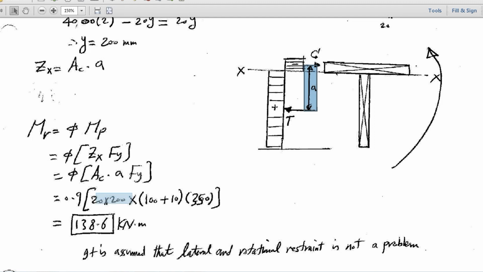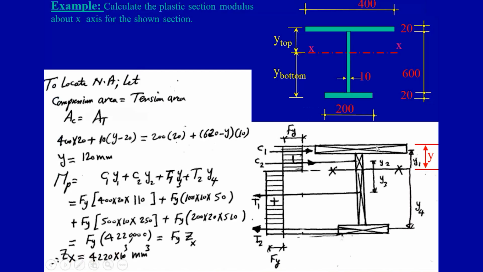And the area in compression will be 200 times 20 for the web, or the flange, because they are the same, times Fy, and you will get that resisting moment. So if you don't want to do it this way using Zx, you can say C equals the stress Fy times phi times that area, and T is the same. Then take the moment of C and T about the neutral axis, the same as what we did in that example. Take the moment of forces about the neutral axis. It will give you the same value.